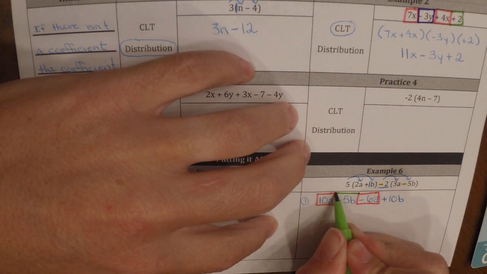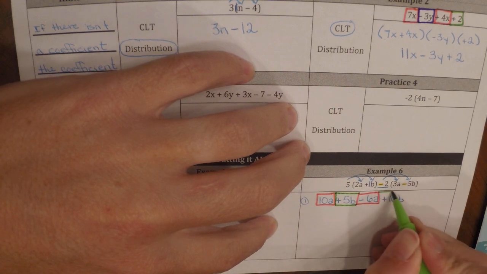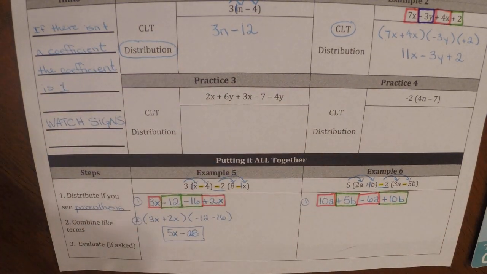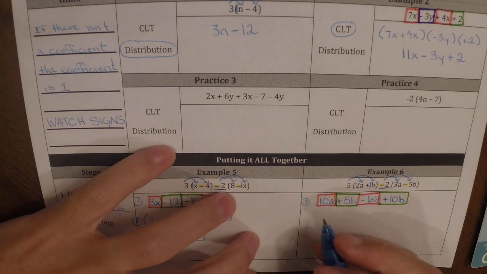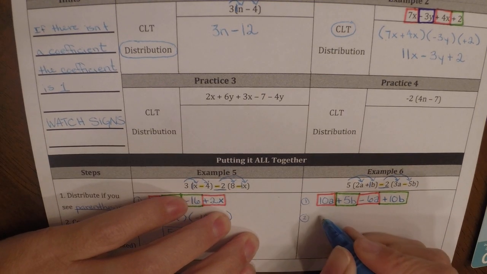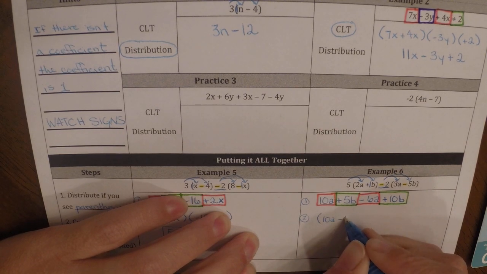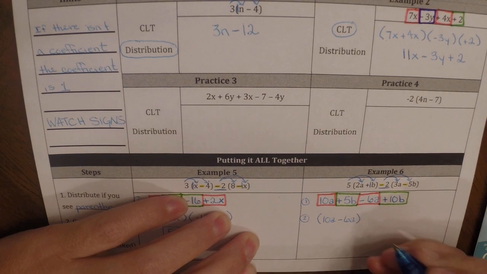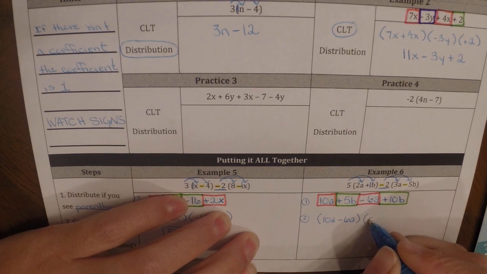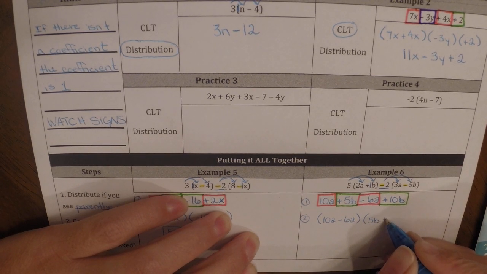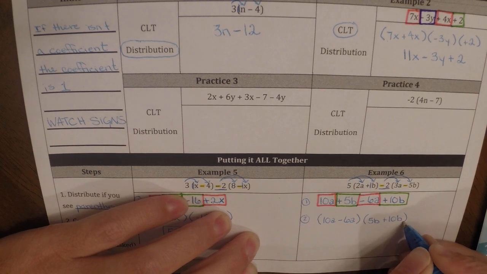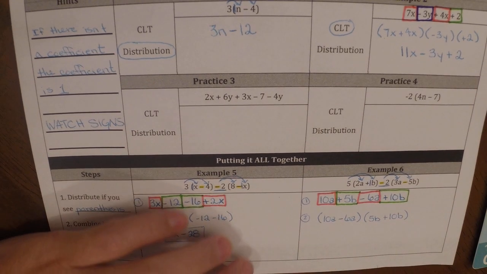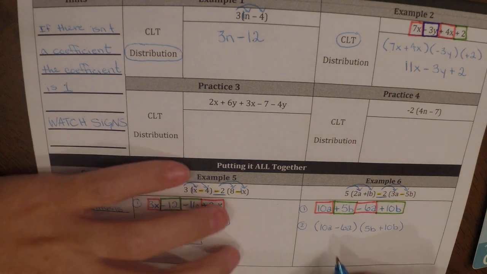And then I have a positive 5b and a positive 10b. Again, remembering that I always include the signs whenever I'm moving them around. So now if I make a group of my pinks, I have 10a minus 6a, and my second group is 5b plus 10b. So now I'm ready to actually go ahead and combine them.